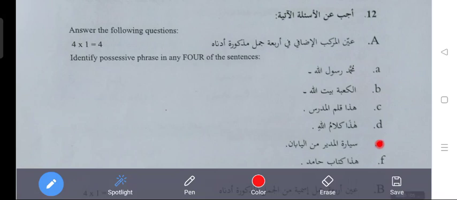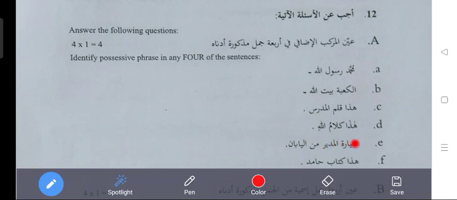So what is a possessive phrase here? We have to find two nouns, one beside the other, where the first should not carry al and the second may carry al. Here Sayyara is a noun, car, and Al-Mudir is also a noun. Mudir means principal, editor, manager. Mudir is a word used for principal, manager and editor, and for other professions as well. Sayyaratul Mudir, the car of the principal, is a possessive phrase.